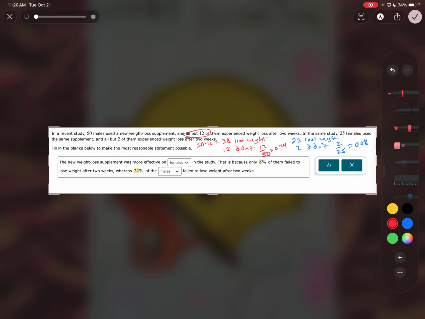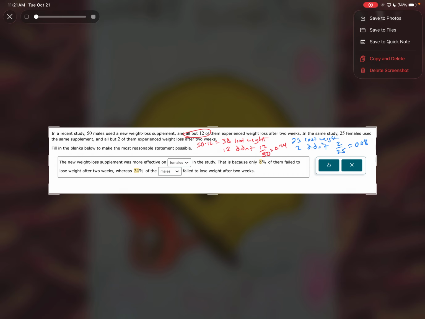So on this one, you're just comparing the different numbers. You just got to find the probability. And like I said, it's just taking the words, and you got to look at each of them like that. So yeah, 8% of the females didn't lose weight, and 24% of the males didn't lose weight, so it was more effective with the females.